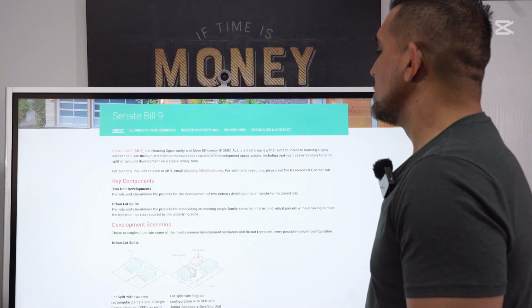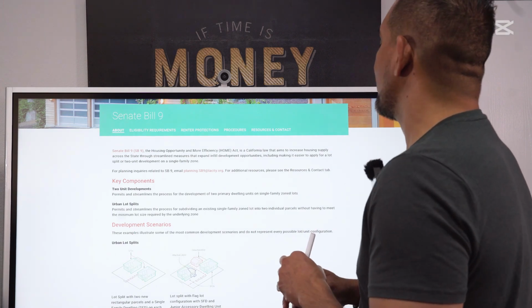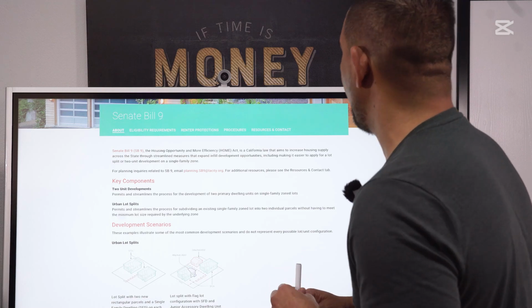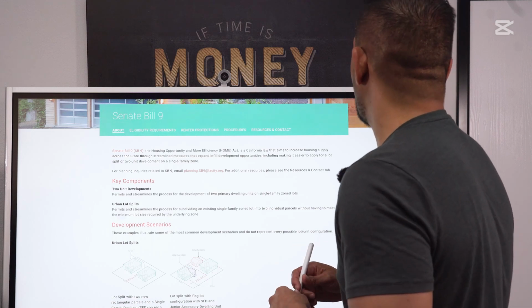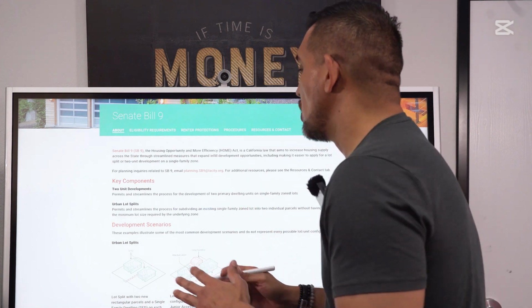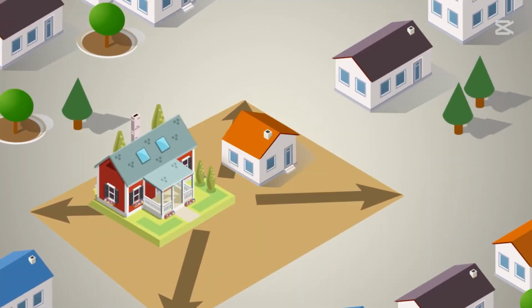Senate Bill SB 9, the Housing Opportunity and More Efficiency in Home Act. It's a California law that aims to increase housing supply across the state of California through streamlined measures that expand infill development opportunities, including making it easier to apply for a split or 2-unit development on a single family residence. So you heard that right. You can apply to split your existing lot or do a 2-unit development on your single family residence.